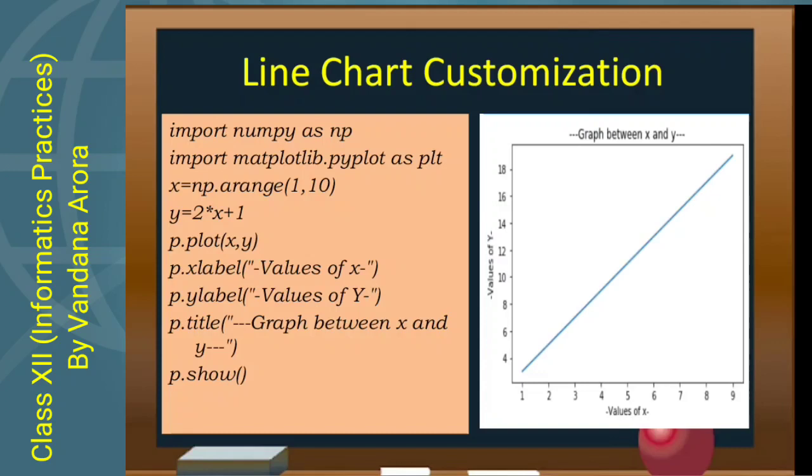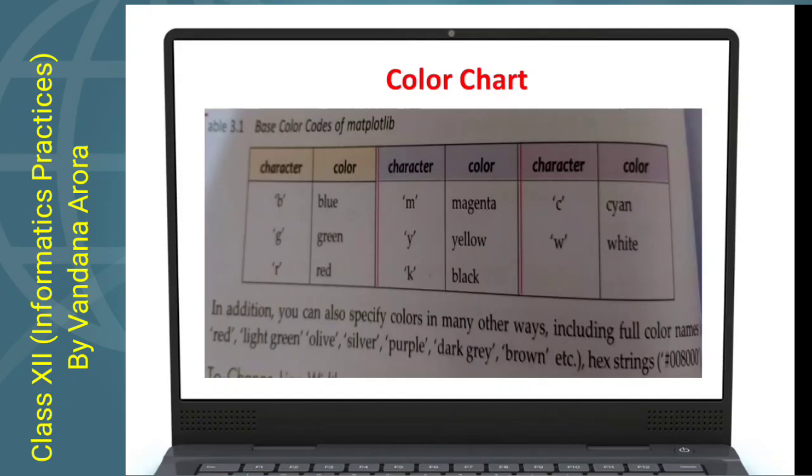What other functions have I used here? You can see p dot xlabel, which is used for labeling the x-axis, p dot ylabel for labeling the y-axis, and p dot title function is used for the title of the graph. The rest of the lines are the same as in the previous slide. Three more lines I have added so that my chart will become a little bit interactive.